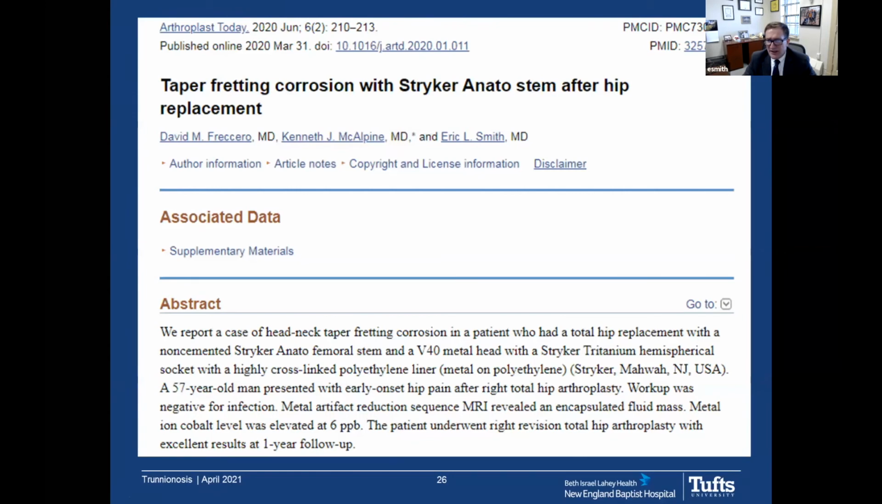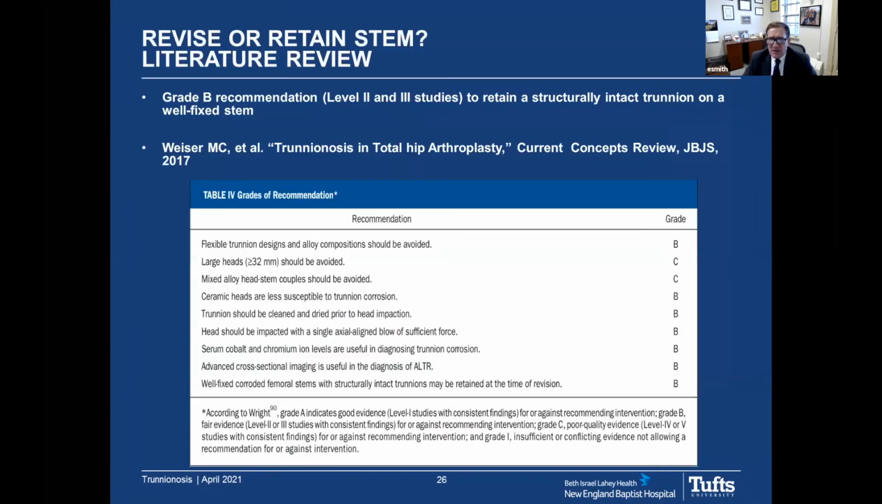We published this case report. You can take a look if you're more interested. So there is some literature that's even more than just the recommendations I'm discussing. This is from JBJS 2017. I encourage you to take a look at that if you're interested.